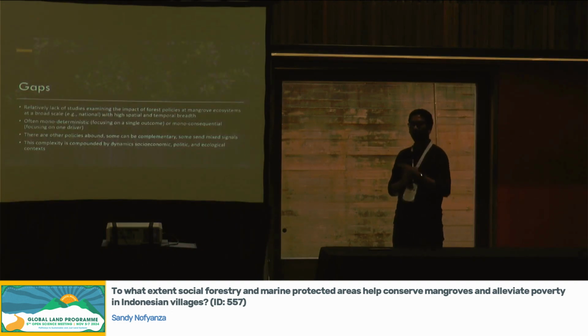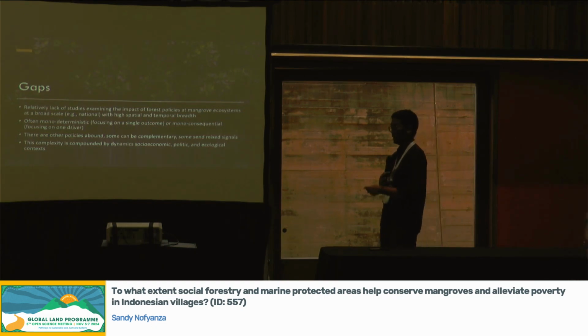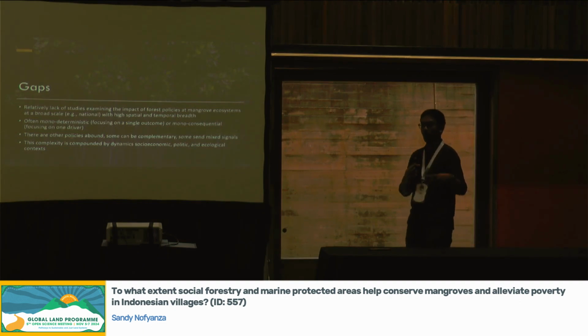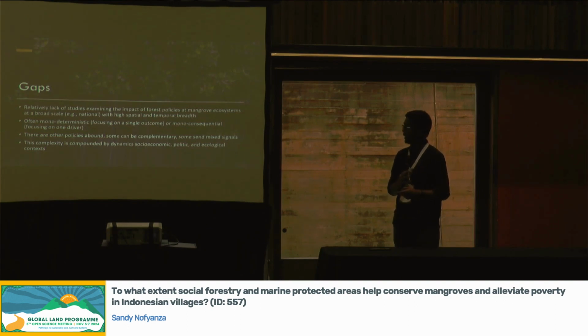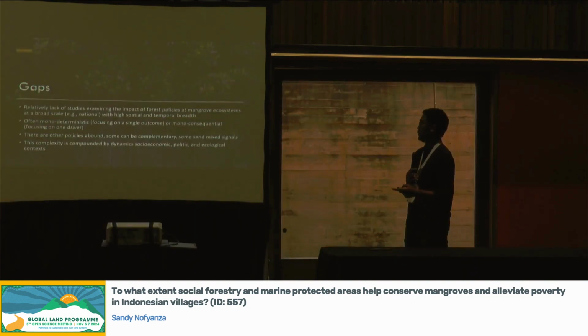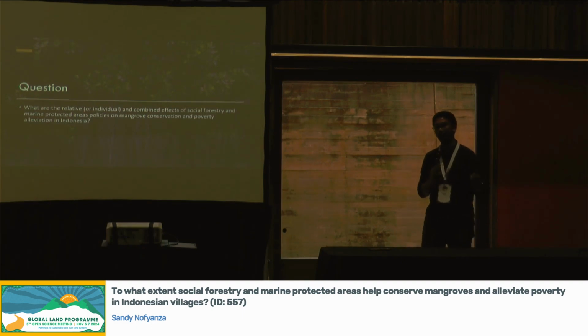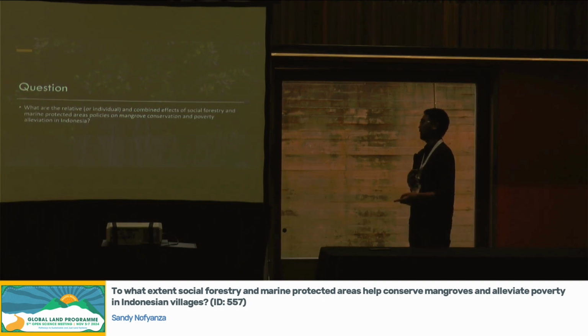Now, most of the studies now focus on either one driver or one policy. Here, I want to bring together many different policies that are located in mangroves and see how they are performing in reducing poverty and also increasing mangrove forest cover. And I try to control many different variables that might be relevant. So I'm asking what are the relative or individual effects of either policy and both towards mangrove conservation and poverty alleviation.